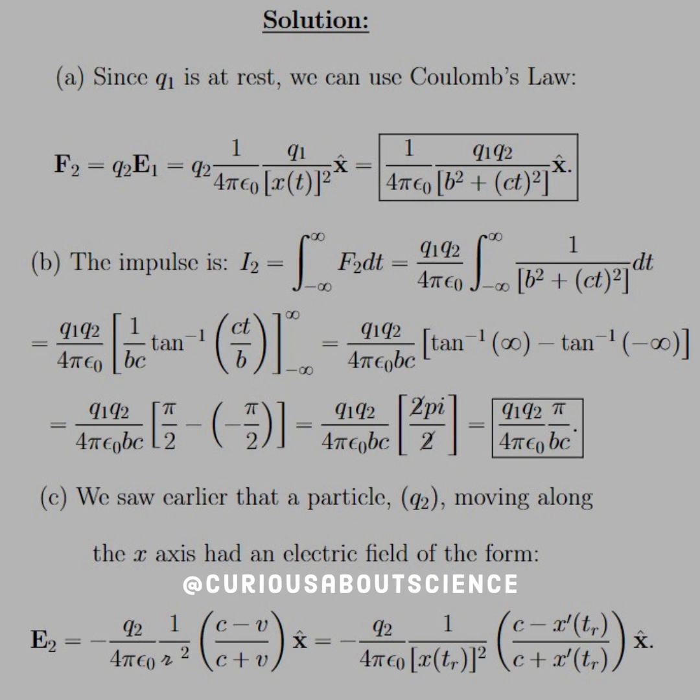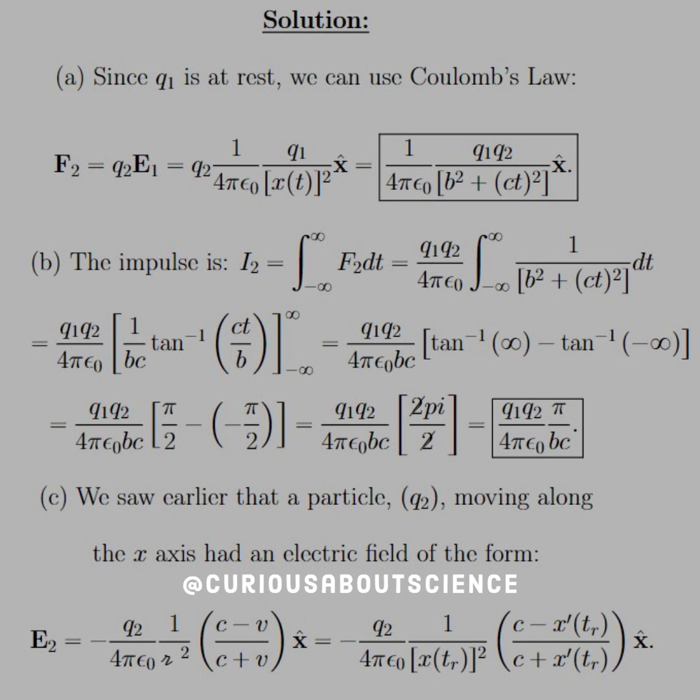Since Q1 is at rest, we can use Coulomb's law for it. So F2 equals Q2 E1. The reason why is because E1 stays constant there. Q1 is at rest, so E1 is stationary, so we can find a static field, no problem there. All right, so we get that as our field.